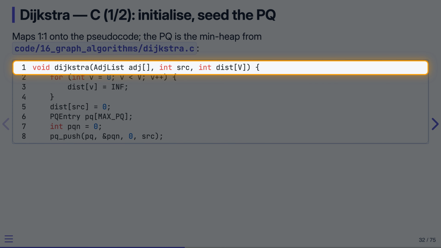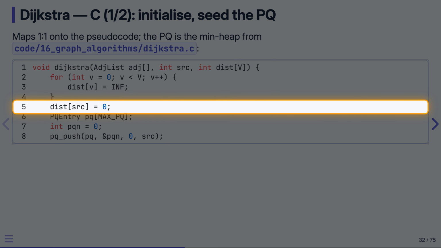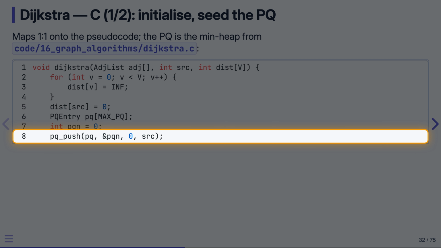This C maps one-to-one onto the pseudocode. The function takes the adjacency list, the source, and the distance array it fills in. First, we set every distance to infinity, our sentinel for not yet reached. Then we set the source's distance to 0. The priority queue is a plain array of entries, with PQN counting how many it holds. And we push the source with distance 0. That is the only seed the algorithm needs.